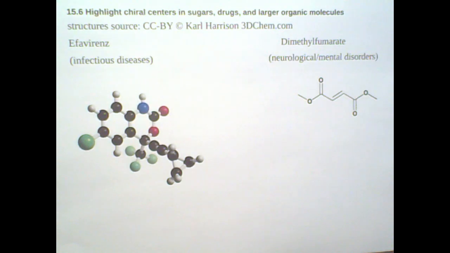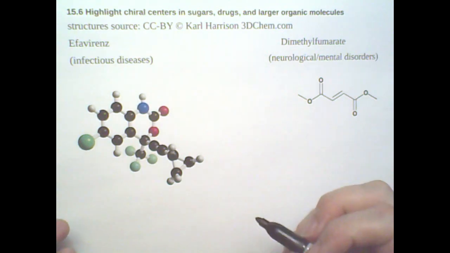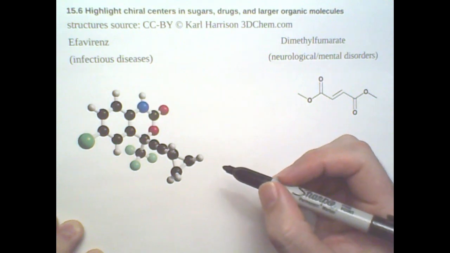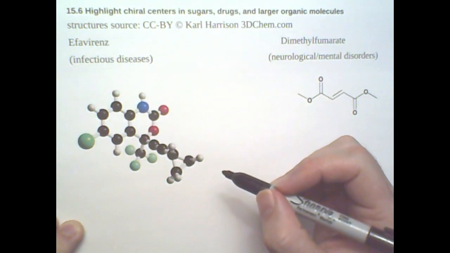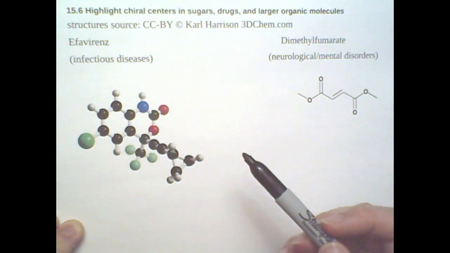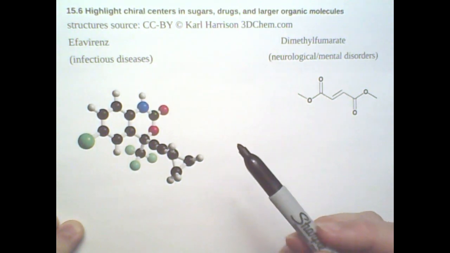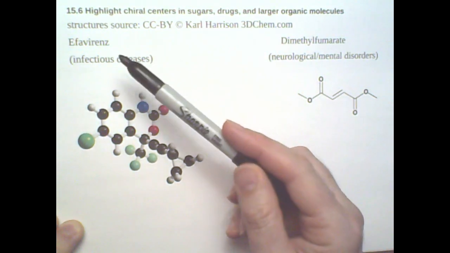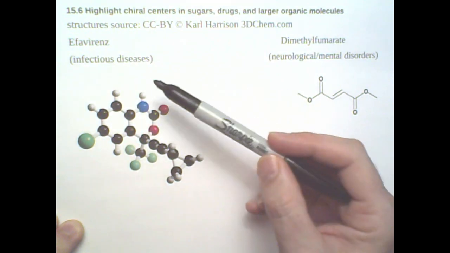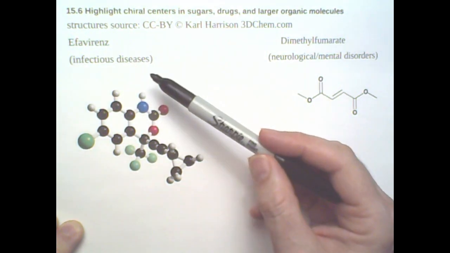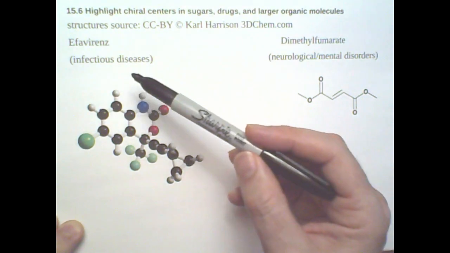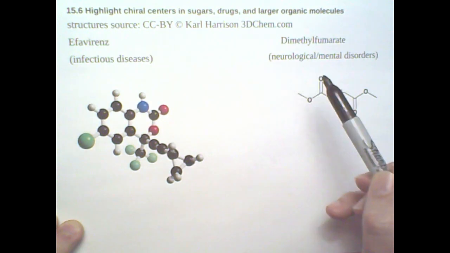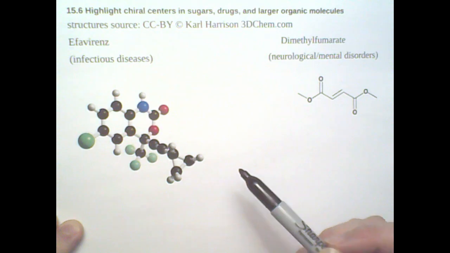Here's our second video identifying chiral centers in larger organic molecules in different representations. So here I have a couple of commonly, prominently used drugs. Efavirenz is used in mixtures to treat various infectious diseases, including some viral diseases. Dimethylfumarate is used in treating some neurological and mental disorders.